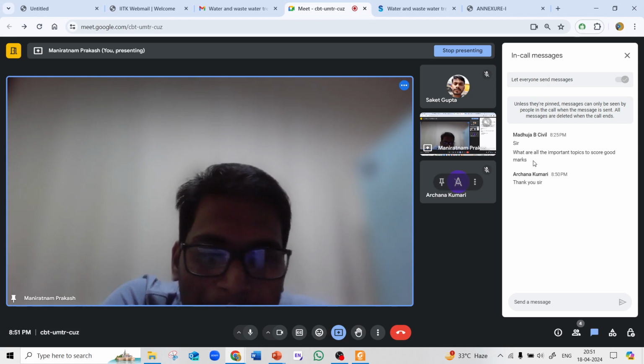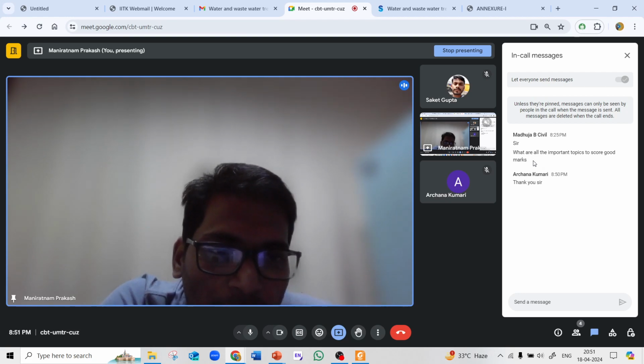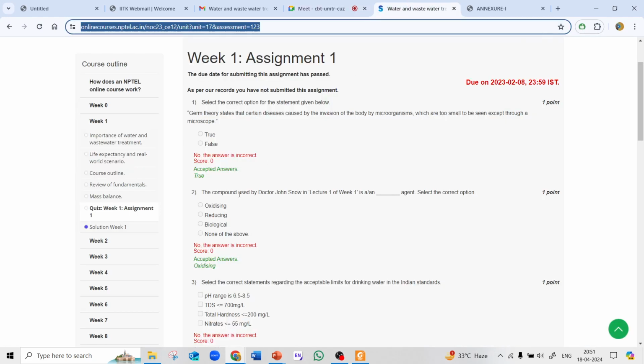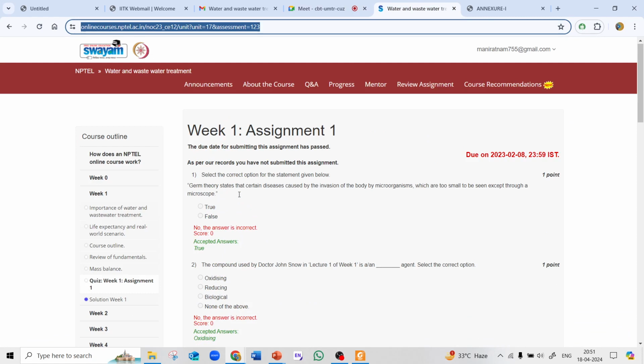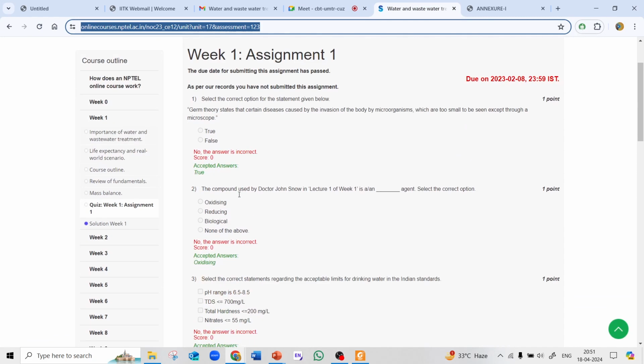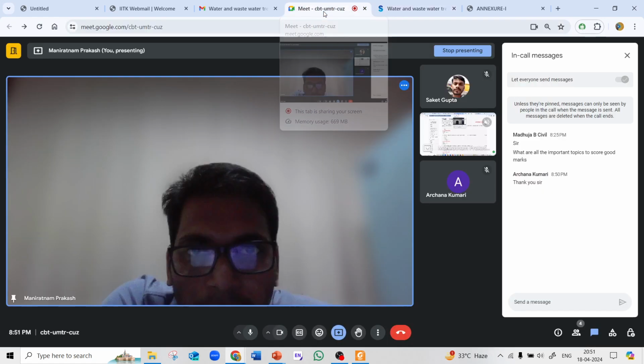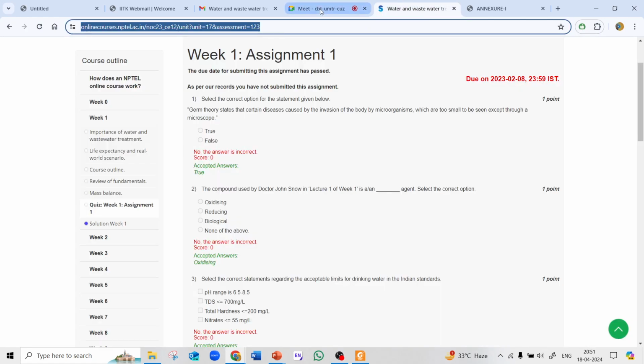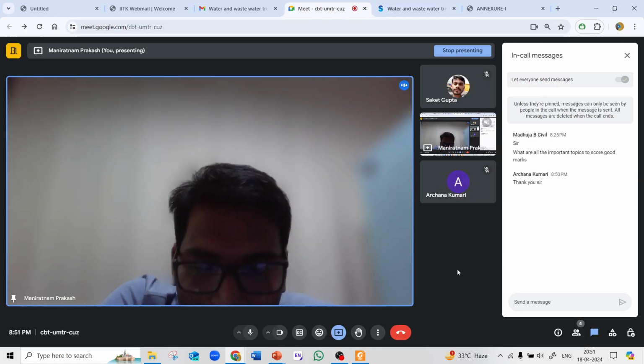Okay, so if you have any doubt other than that, the pattern will be similar to whatever was being asked during assessment time. But that is the thing. If you have any other doubt, you can just write it down.